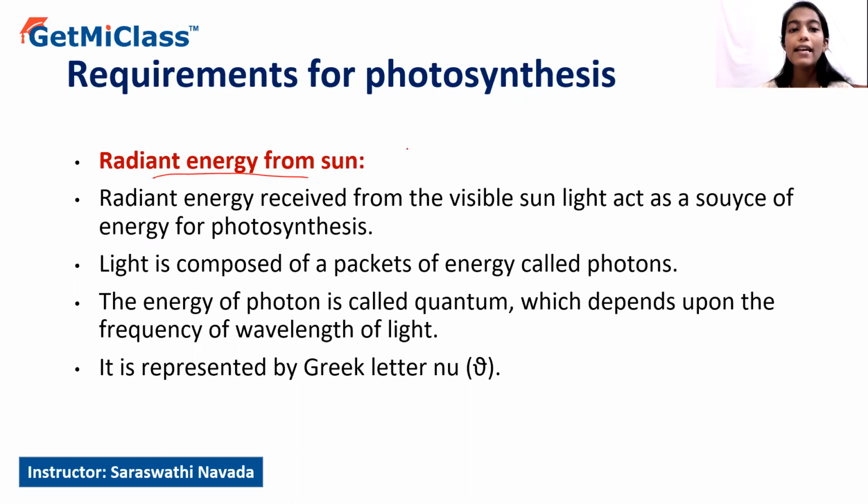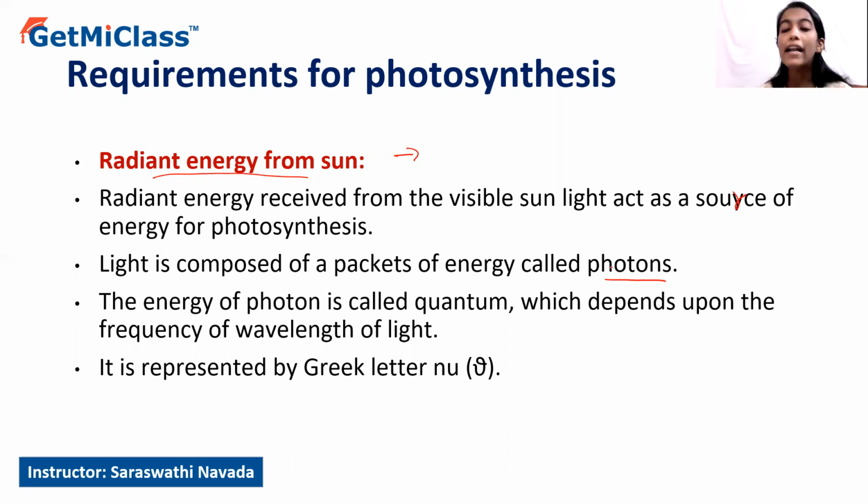So we have seen that sunlight is used as a source of energy for photosynthesis. Here, the radiant energy is received from visible sunlight, and it acts as a source of energy for photosynthesis. Sunlight is composed of packets of energy called photons. According to the quantum theory, light is composed of packets of energy called photons.